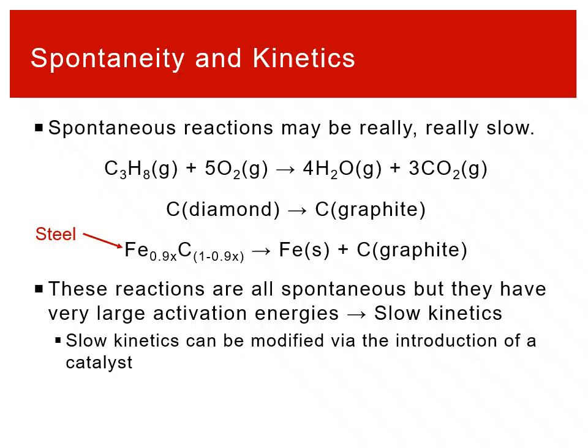Okay, so slow kinetics can always be modified. You can make these reactions happen. You can get propane to burn in oxygen pretty quickly if you introduce an initial flame. You put in a little bit of flame, and then all of a sudden, boom, you get a really big flame. That's the indication of spontaneous: a little bit goes a long way to making it happen. You just have to get it started.